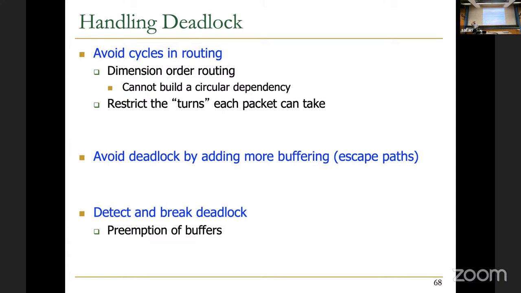Or you can also somehow drop some packets, or you can eject some packets and then re-inject them into the network. Basically, there are many ways, but all of them need to somehow detect the deadlock. And of course, the detection mechanism is not perfect. So sometimes they detect something as deadlock, but it's not actually a deadlock. But they can try to improve the accuracy of detecting deadlock.